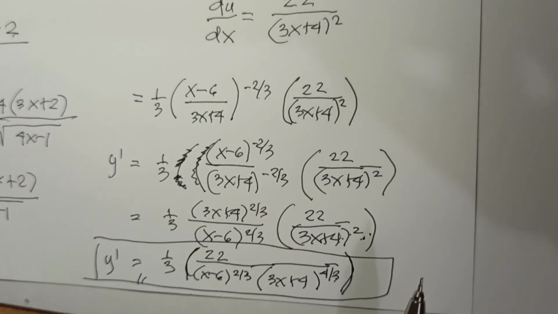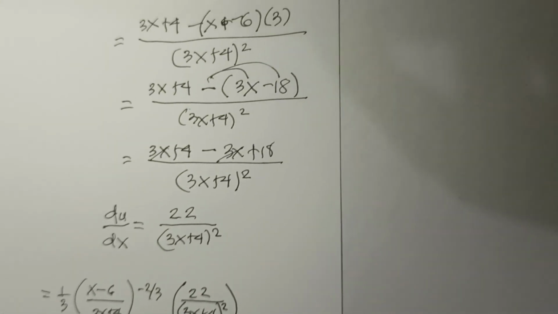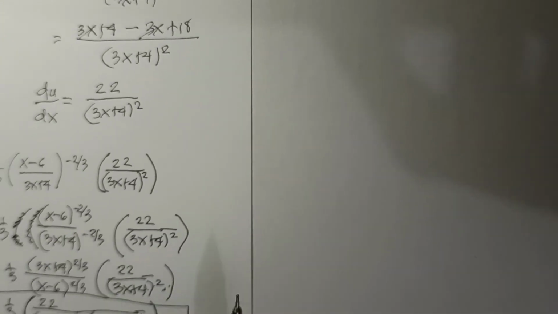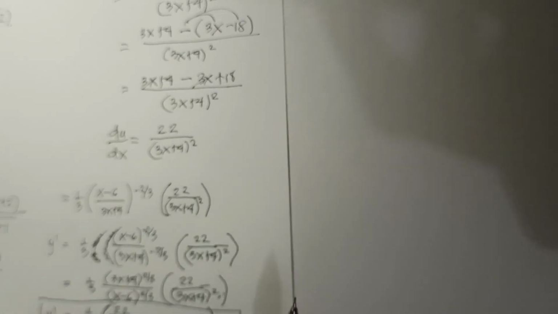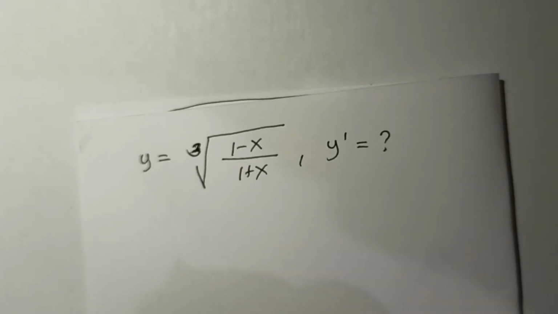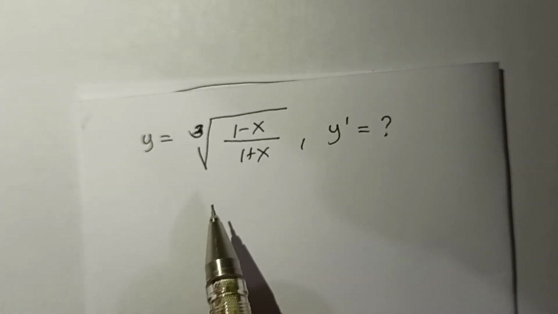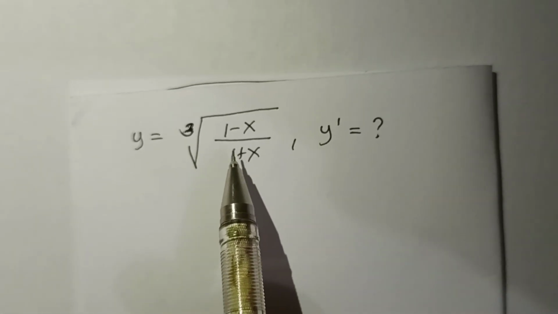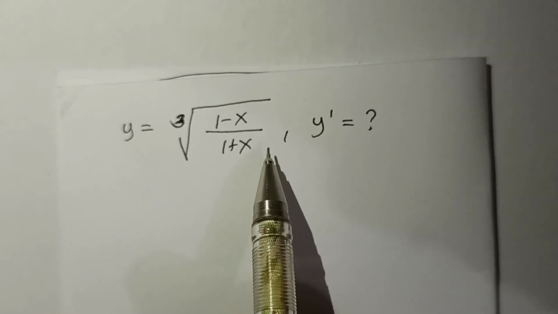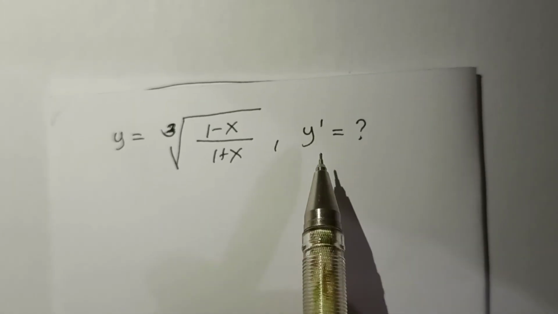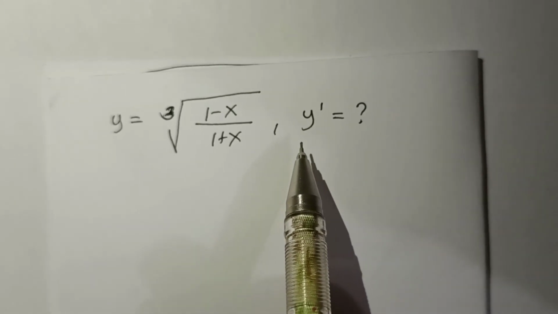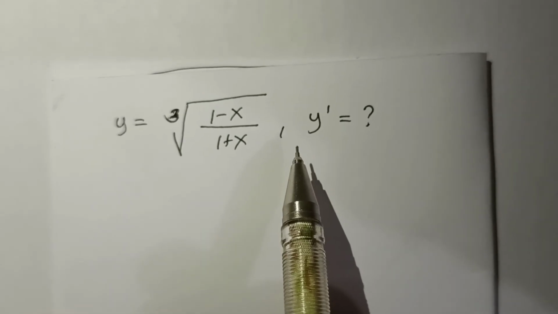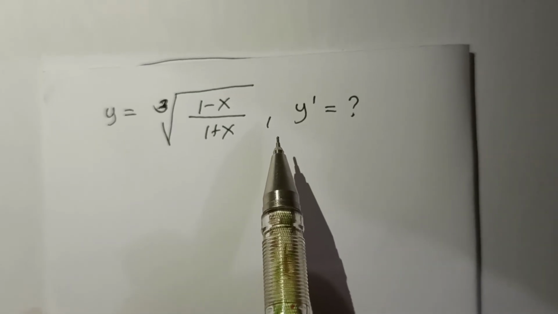So I hope everyone enjoys this moment, and I will be leaving you a trial, or try this at your home. Okay, try this one at your home. So y is equal to the cube root of 1 minus x over 1 plus x. We need to find the first derivative. Just comment your answer, and I hope everyone will cooperate and enjoy this moment.